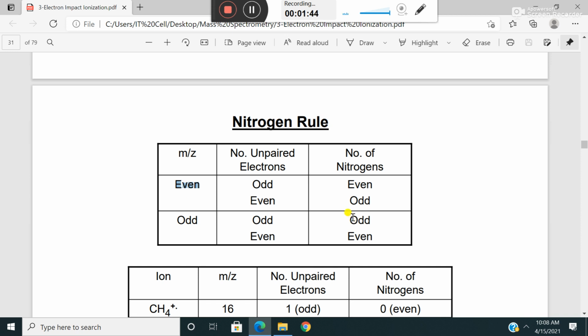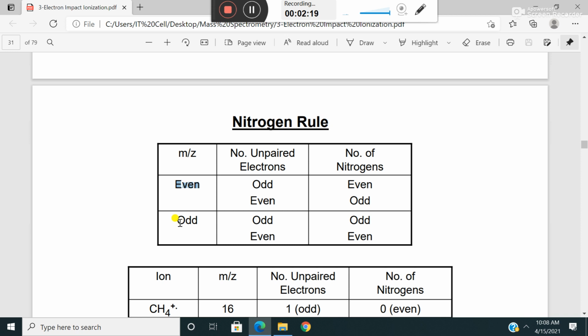So it gives a clue about whether we get an odd or even nitrogen number, whether you have nitrogen or not, or how many, odd or even. This information can be gathered from this nitrogen rule just by checking the m by z value. Check if your m by z value is odd and the number of unpaired electrons is also odd. So it means that odd should be odd. Nitrogen should also be odd.